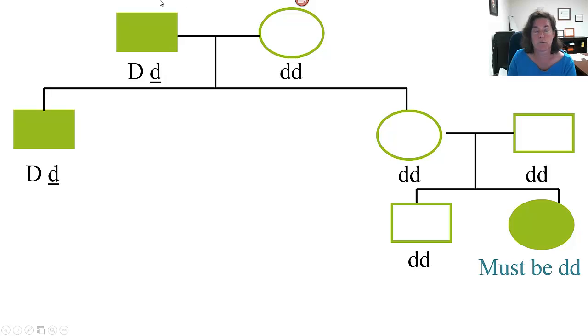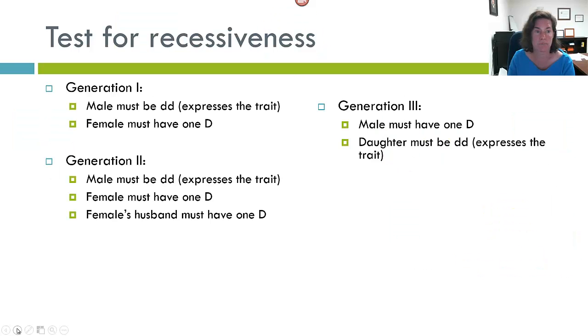Then we go to this same pedigree, where we've just filled it in. Heterozygous, dominant, homozygous recessive, homozygous recessive, homozygous recessive, and this one also must be homozygous recessive, but it expresses the trait, so it clearly can't be dominant.